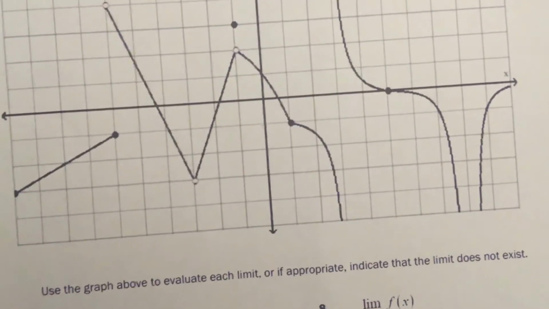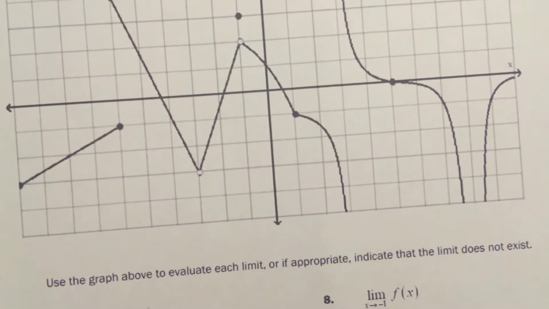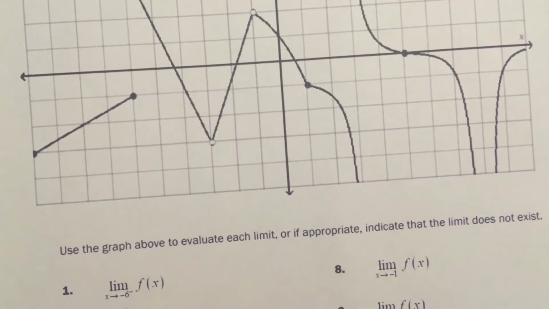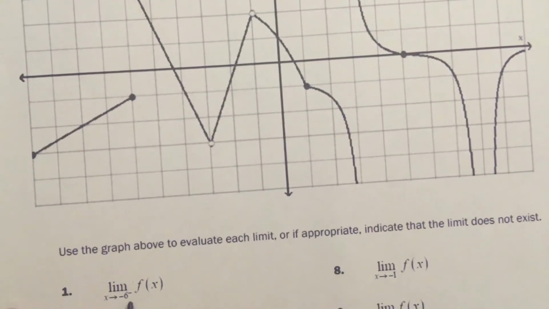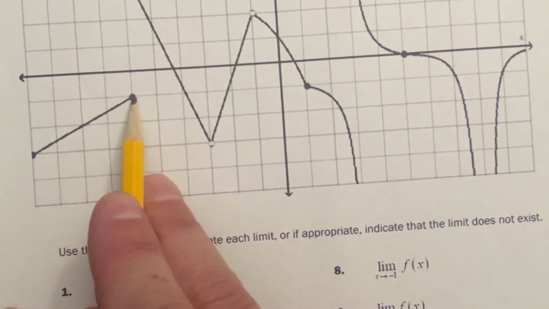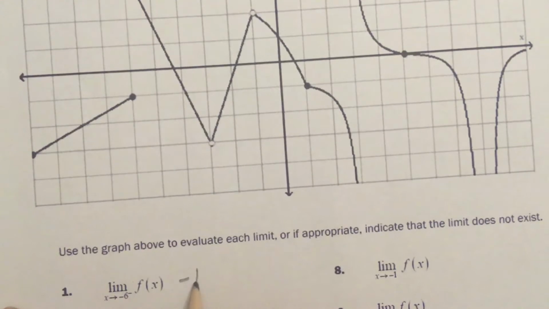All right, this is page 4. We give you this big graph and then ask you to do a bunch of limits off of there. So number 1 said, what's the limit as we approach -6 from the left? 1, 2, 3, 4, 5. -6 from the left is going to a value of -1.